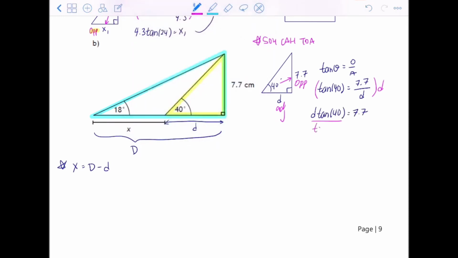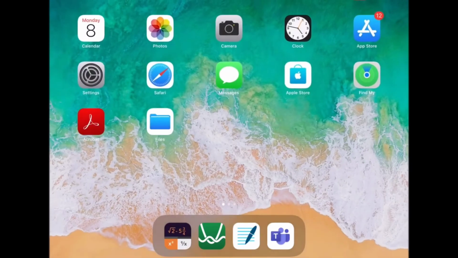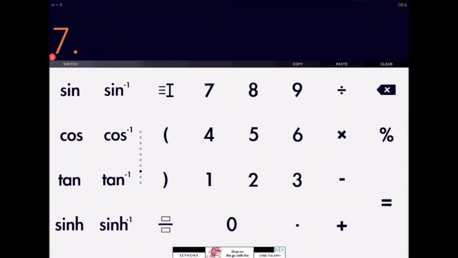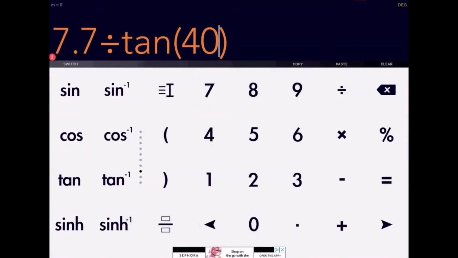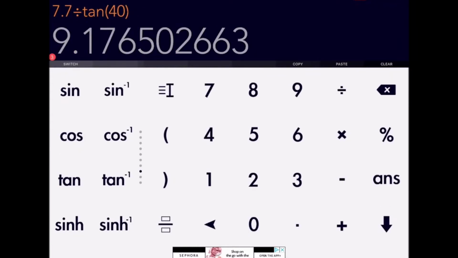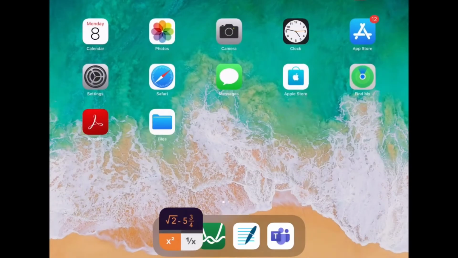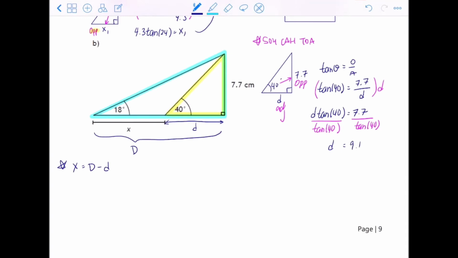Divide both sides by tan of 40. So you get d equals 7.7 over tan of 40. 7.7 over tan of 40 is 9.18 centimeters for now. Okay, so we have found the little d, so we just need to find the capital D now.